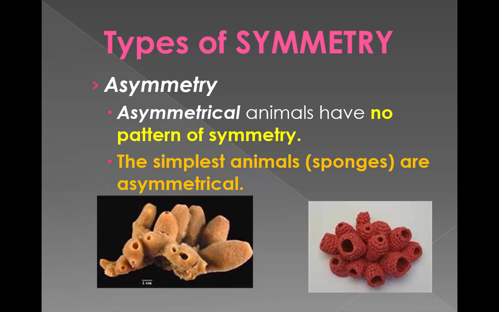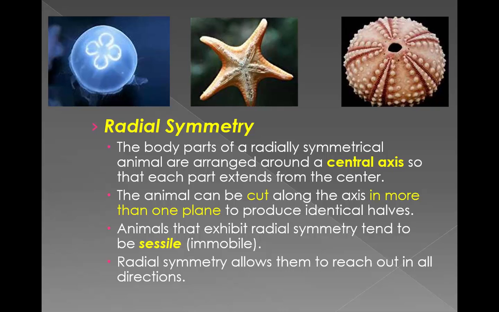For our types of symmetry that we'll see in animals, we see asymmetry, where there is no pattern of symmetry, and you can see down there the sponges are asymmetrical. Then you have radial symmetry, and with radial symmetry, the animal has parts that extend from a central axis that's in the center. And so the animal can be cut along the axis in more than one plane and it'll produce identical halves.